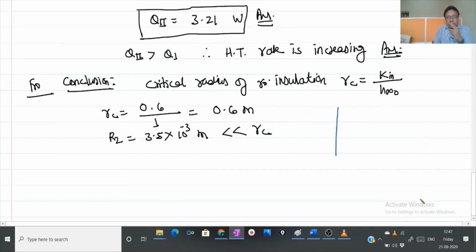Plot the rate of heat transfer versus radius of insulation. We know at the critical radius of insulation we get the maximum. If the radius is less than the critical radius of insulation, the heat transfer rate will be increasing, and if the radius is greater than the critical radius of insulation, the heat transfer rate will be decreasing.